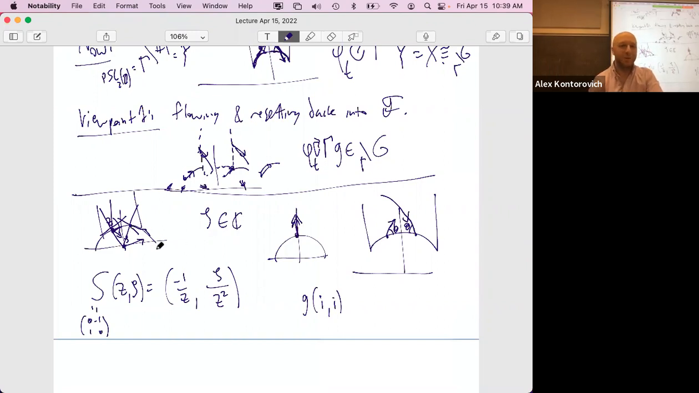Right? Z is rotation by whatever the angle of Z is. And it's in this range from whatever this is, 60 degrees to 120 degrees or something. So 1 over that squared.